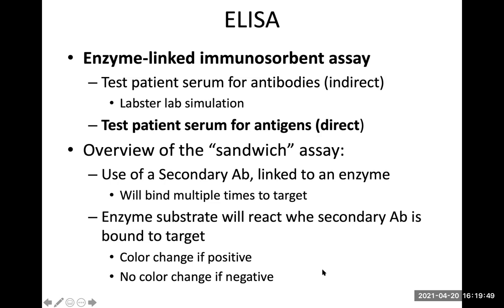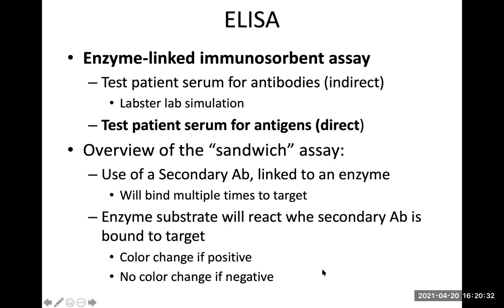So you can do this test a couple different ways. In your simulation, you will be doing the indirect, where you're looking for antibodies, which means you have the antigen and you want to see if you can catch any antibodies in the sample. And that's good. That's perfectly valid. Sometimes you want to be able to detect a pathogen directly, and you would test the patient's serum for antigen, which means you would have the antibodies and you want to see if you can catch antigen. So you just need to know which way you're doing.